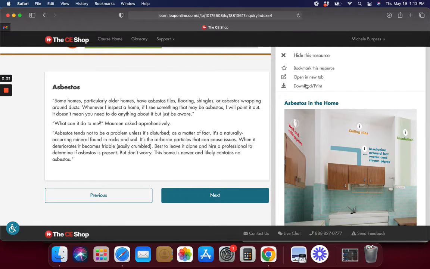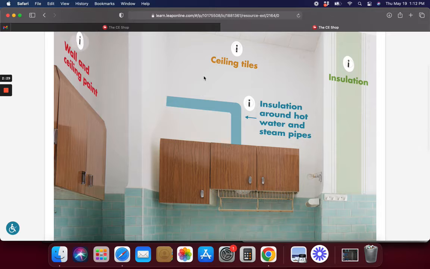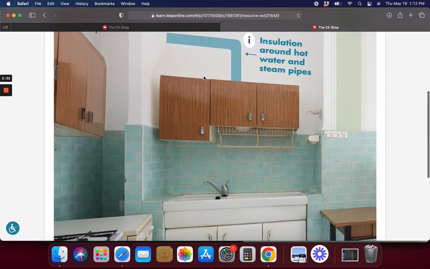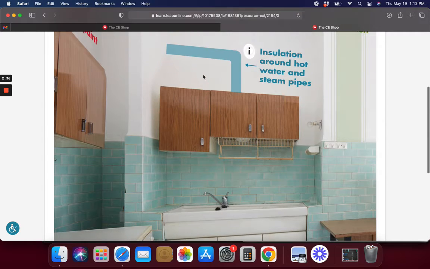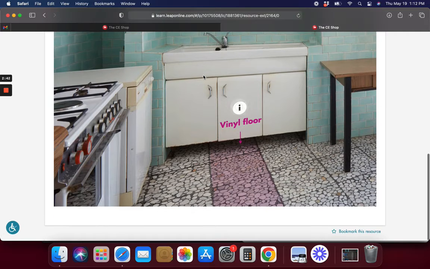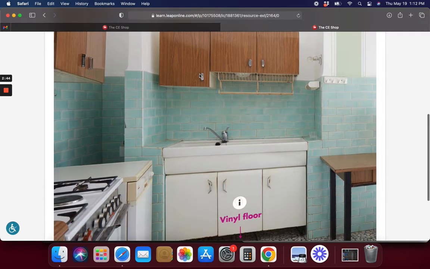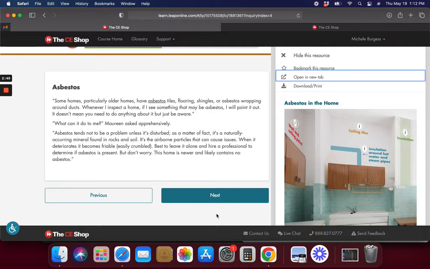Okay, let's look at asbestos. This is the next thing that you need to look out for. Asbestos is insulation around the hot water pipes, paints, vinyl floor. Look how old this home is. Oh my God. And I'm sure this is a real picture too. It looks like something from the 50s. This looks like a teardown house here. Okay, next.